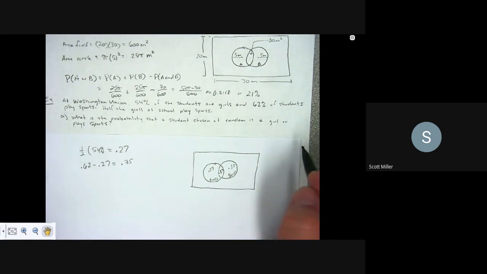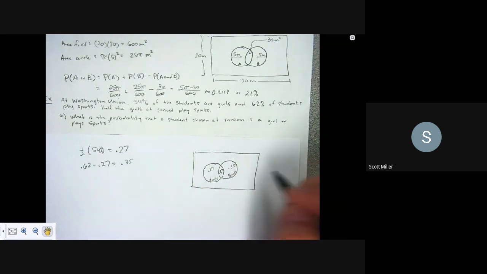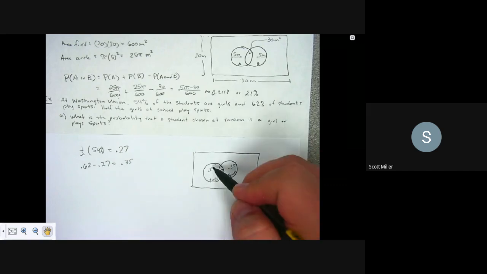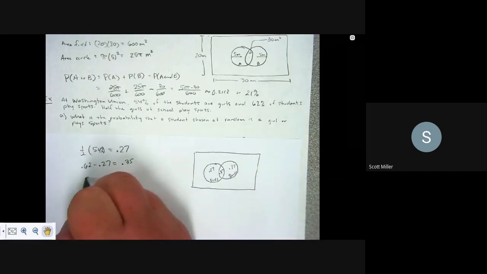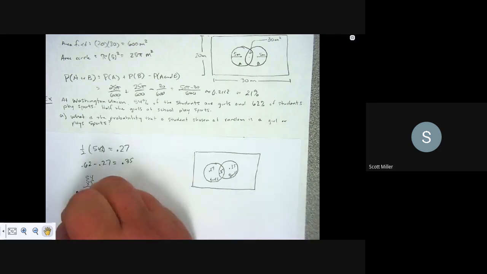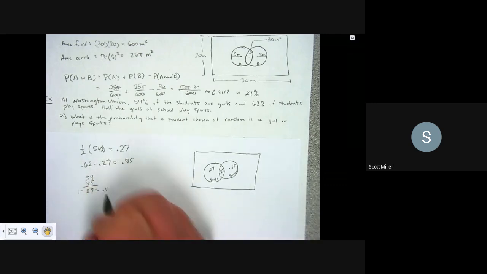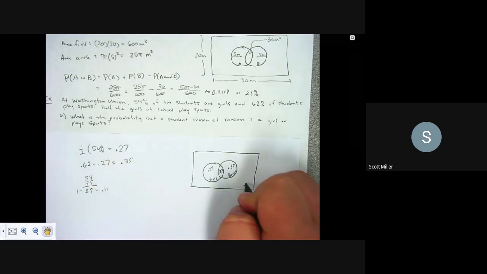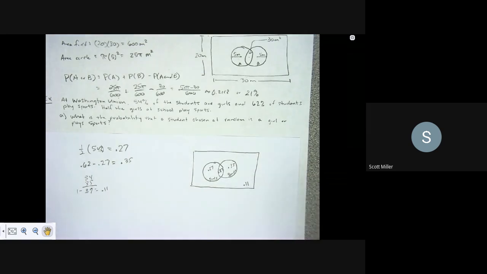So if I add all those together, what is left over? Okay. So 54 plus 35, that is 89. If I take that from 1, I'm going to get 0.11, and that means 11% of the boys don't play sports. That's this part out here.